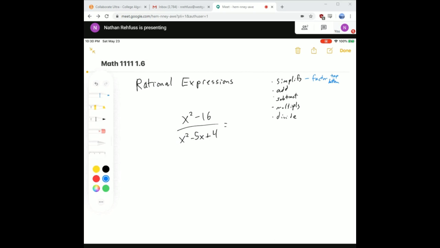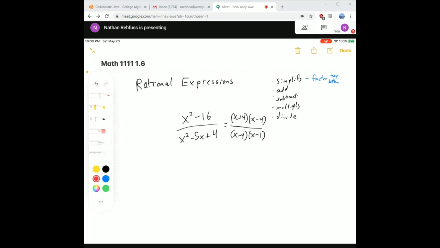So x squared minus 16, if you've been paying along, you should recognize that expression. That's a difference of squares right there. That's x plus 4 times x minus 4. x squared minus 5x plus 4, I believe if they add up to negative 5, they must be negative 1, negative 4. Now we got an x minus 4 in the numerator and denominator.